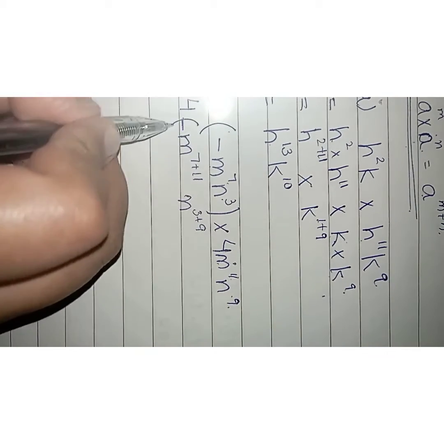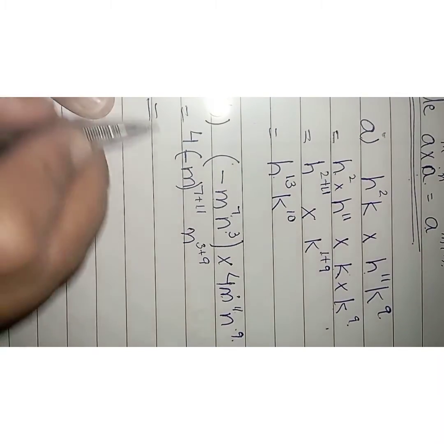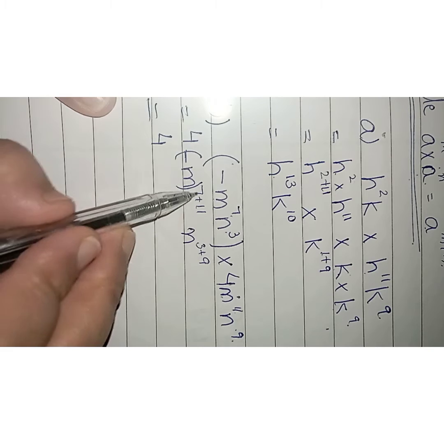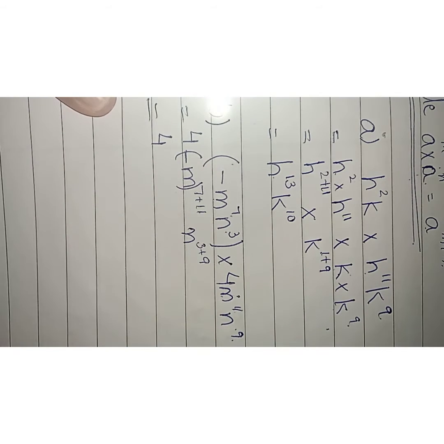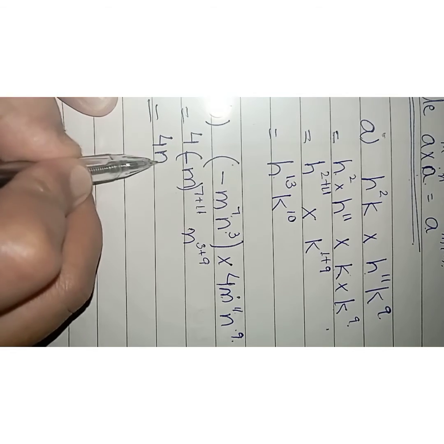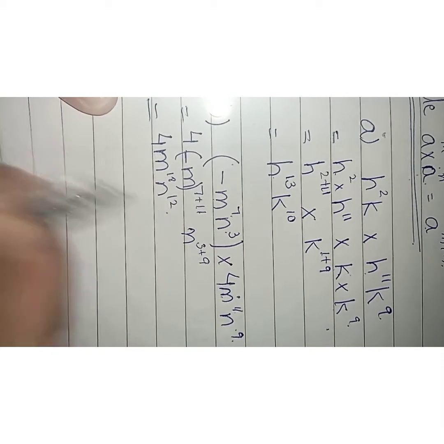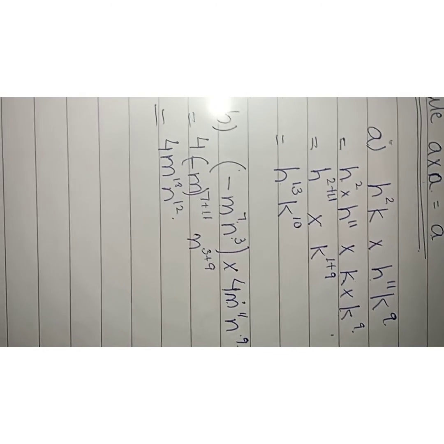So we will write 4 over here as it is. Now 7 plus 11 is 18, and when we have any even power, the negative number becomes positive. So it will become m 18 and n 12. So this is the answer of part B.